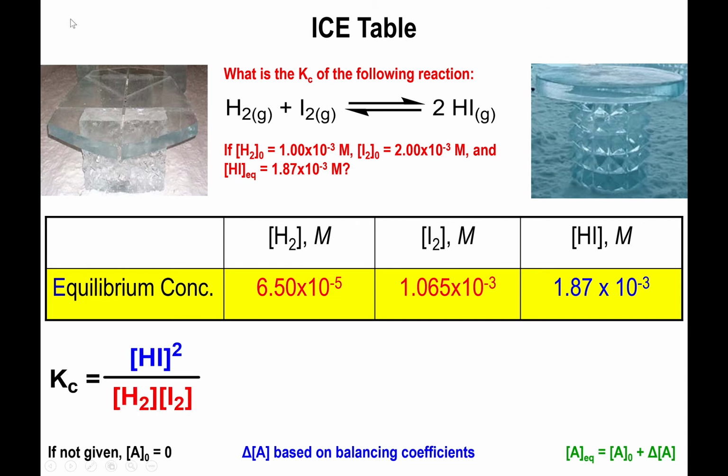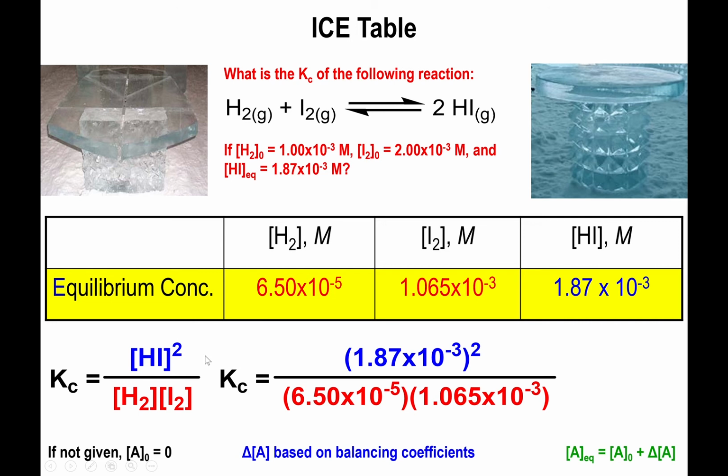And once again, because HI has a balancing coefficient of 2, you're going to have to raise the HI concentration to the power of 2, divided by the concentration of H2 to the power of 1 times the concentration of I2 to the power of 1. So we simply input the concentration values that we just found out, and we raise into the corresponding coefficients.